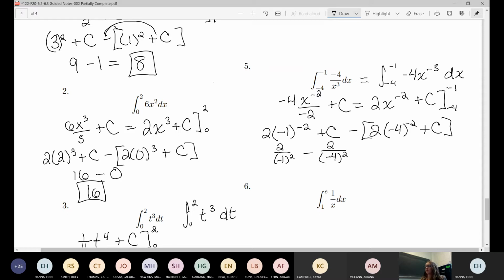So this is essentially what we'll get once those c's cancel each other out. We'll get 2 over 1 minus 2 over 16, which is essentially 2 minus 1/8. If we think about 2 in terms of pieces of 8, we'll get 16 over 8 minus 1 over 8. So 15 over 8 would be our answer for this one.